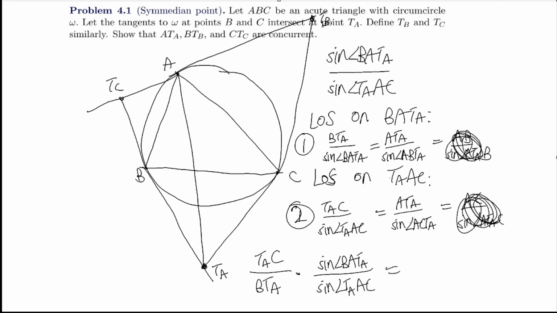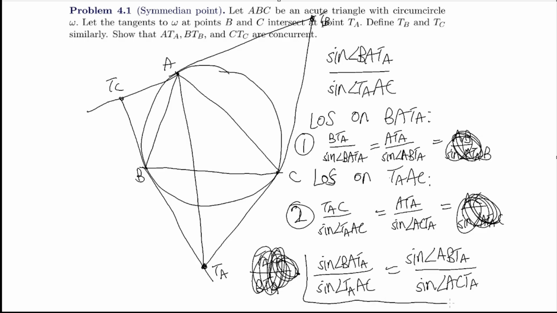So let's divide this one here by this one here. And when we do that, luckily the ATA cancels out. So what we're left with is sine angle ABTA over sine angle ACTA. And because TAC is equal to TAB, this is a property about tangents where the two lengths of the tangents are equal. So this factor cancels out. And what is left is that we have this relation here. Sine BATA over sine TAAC is equal to sine of angle ABTA over sine angle ACTA.